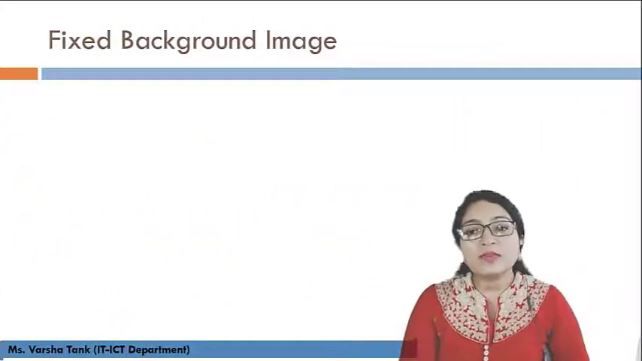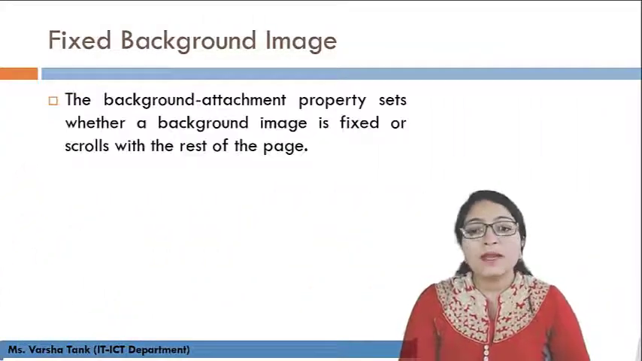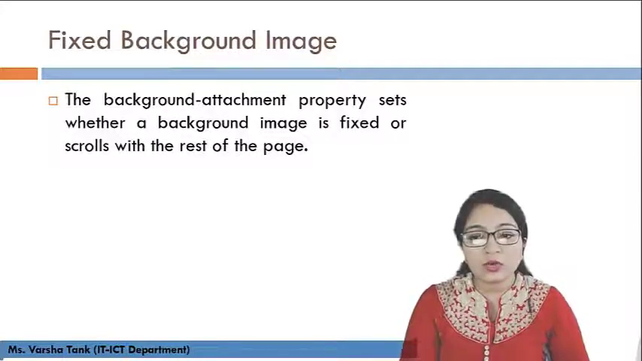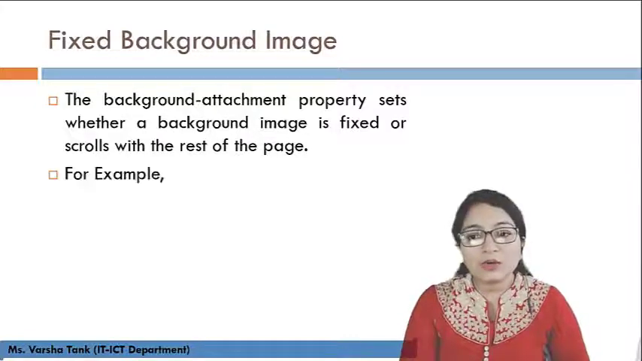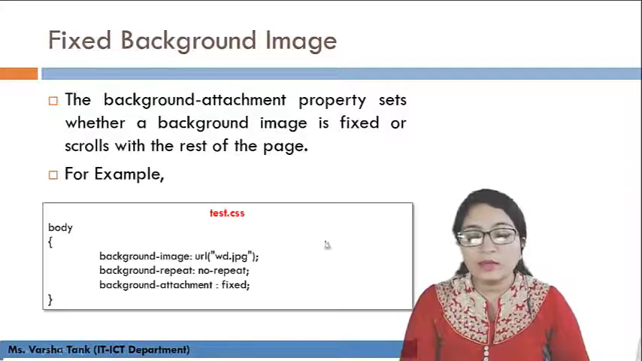Now the next one is the fixed background image. The background-attachment property sets whether the background image is fixed or scrolls with the rest of the page. Whenever you want to fix this background image, you can fix it. For example, here is the background image URL. Whenever you are going to fix it, you have to write no-repeat, and for the background attachment you have to write fixed. So let's see the output for this.